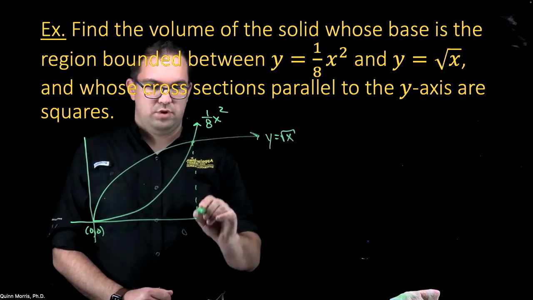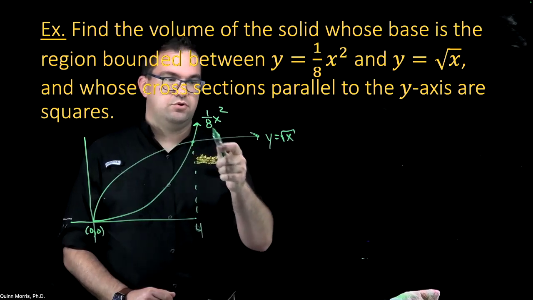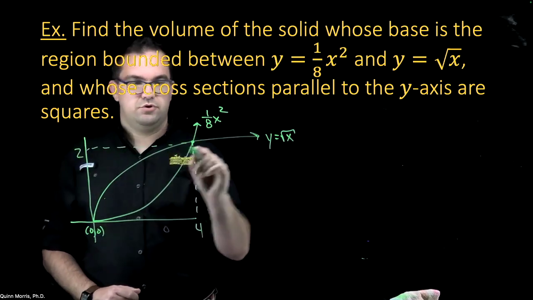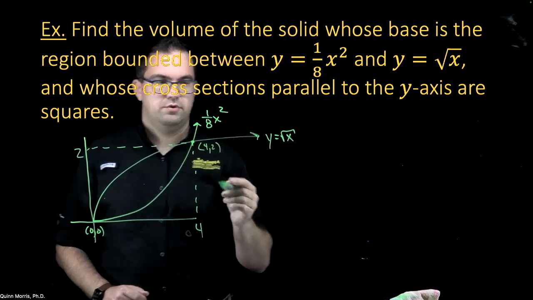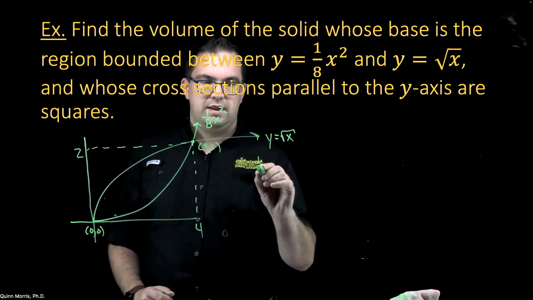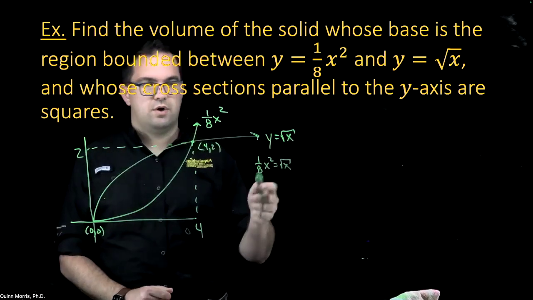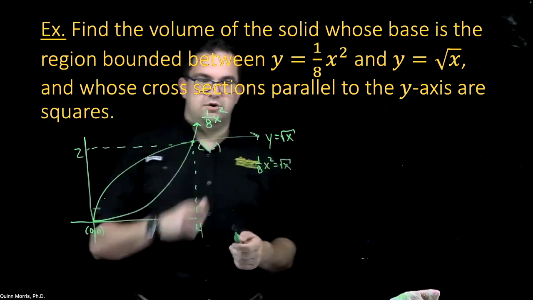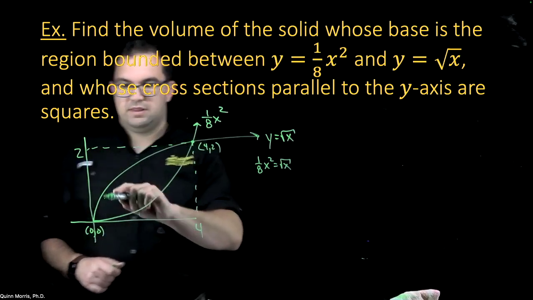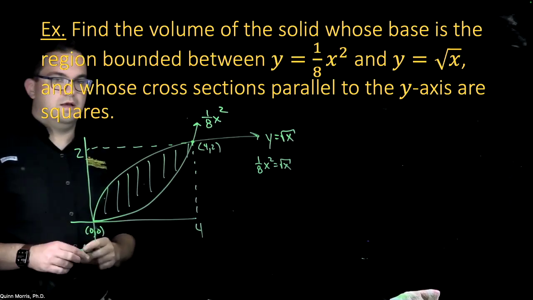To find this upper limit of integration, you might just be able to observe that these values will be the same when x is equal to 4. So 4 squared gives you 16, times an eighth gives you 2. The square root of 4 is 2, so they clearly intersect there, at a height of 2. So this intersection is 4, 2. If you wanted to solve that exactly, you could set 1/8 x squared equal to the square root of x. If you square both sides, subtract, and factor, you'll get a factor of x minus 4, which will give you that intersection. But we can quickly find the bounds on this base.